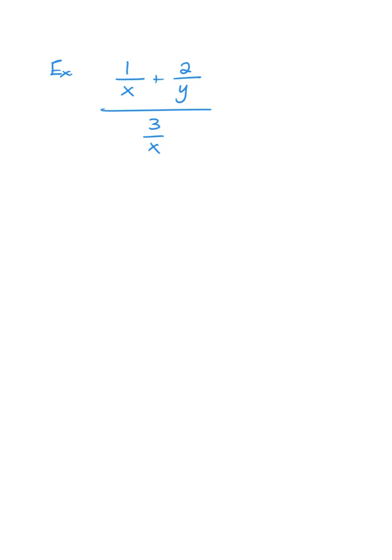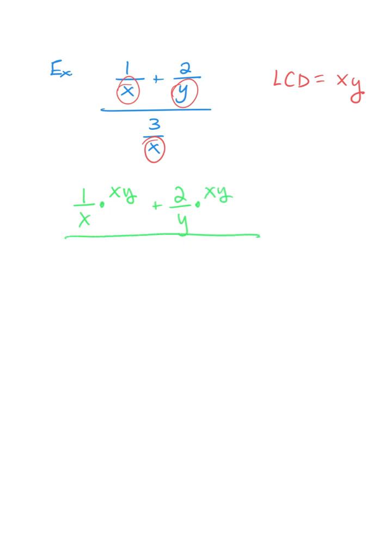Okay, so let's tackle a problem. The first thing that I have to do is determine the LCD. When I look at this, I'm looking at an X, a Y, and an X. So the LCD is X times Y. All right? So now I've got to rewrite things. When I go to rewrite things, I am now multiplying them just on top there by the XY. So over here, multiplying it by the XY, this big ugly fraction, 3 over X, multiplying by the XY.